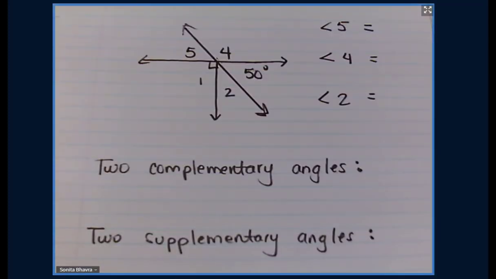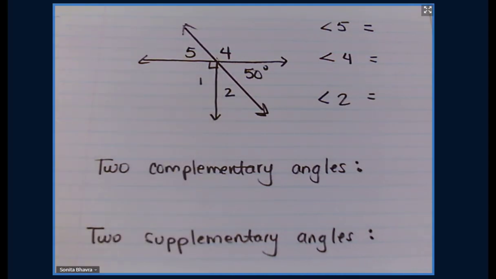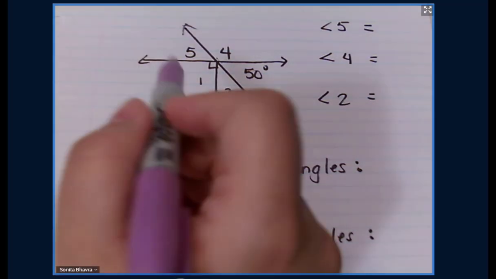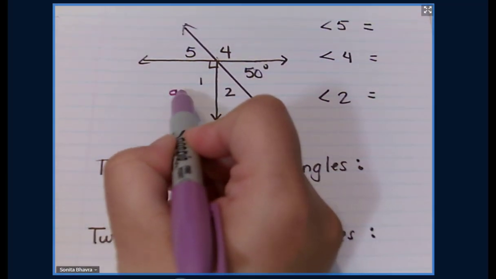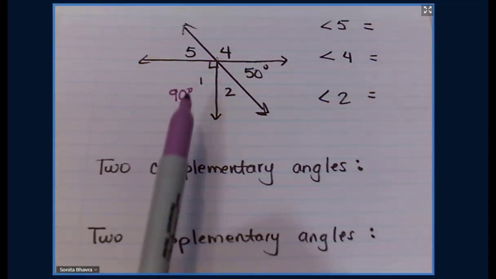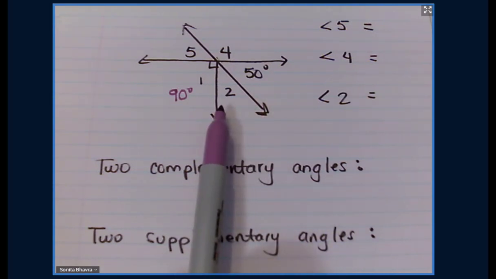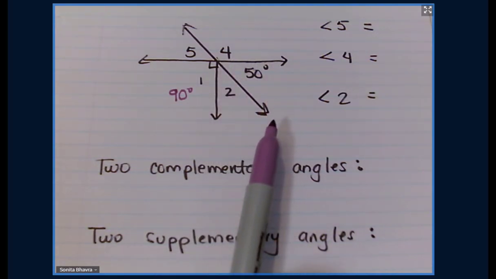Okay, so we're looking at our first example, and this is what it looks like. We have the little square here. We know that means 90 degrees, so we can safely say that angle 1 here is 90 degrees. If this is 90 degrees, we've got a straight line like this. Therefore, this area here also has to be 90 degrees.